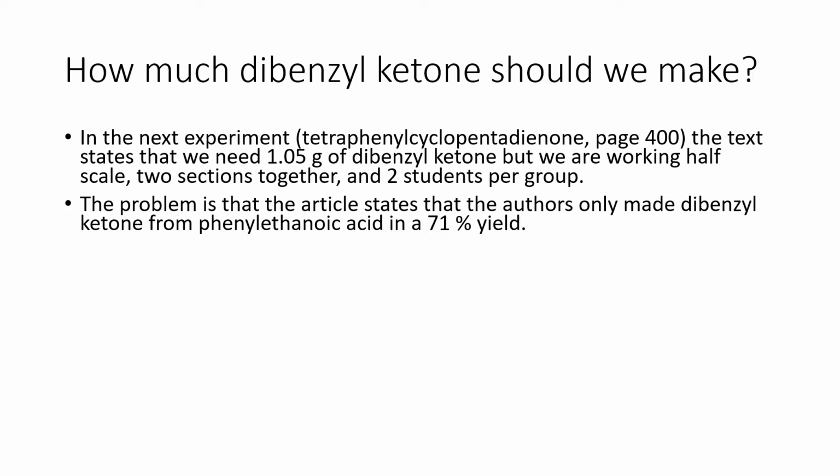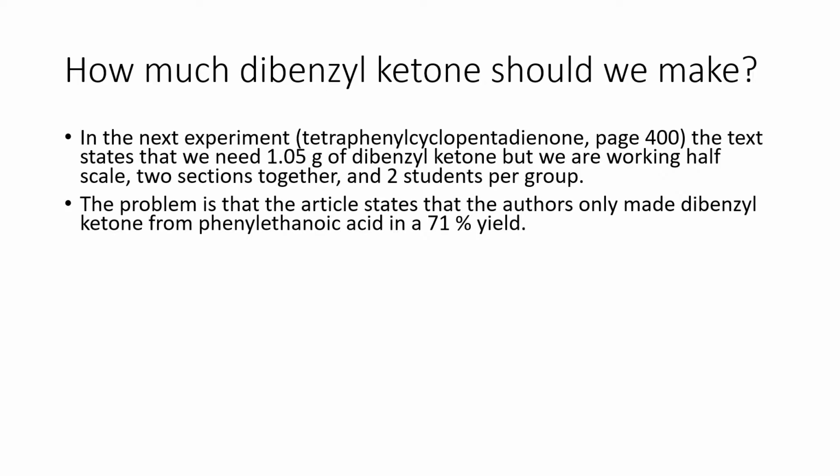Normally in this experiment, we want to produce about 1.05 grams of dibenzyl ketone. But we're working around half the scale normally with groups. However, for now, we're just going to make sure that we understand that we need about 1.05 grams of dibenzyl ketone.